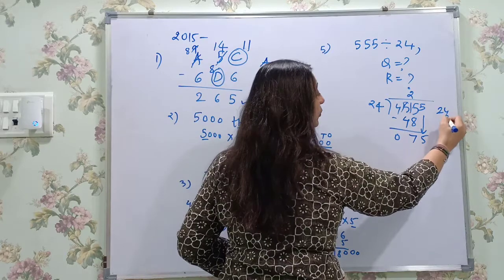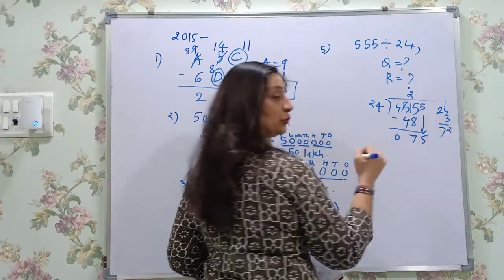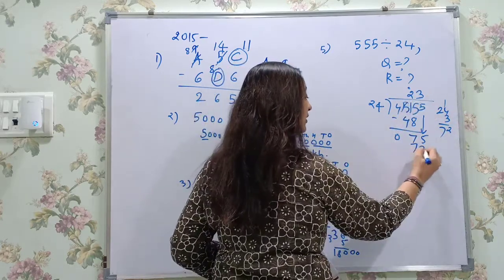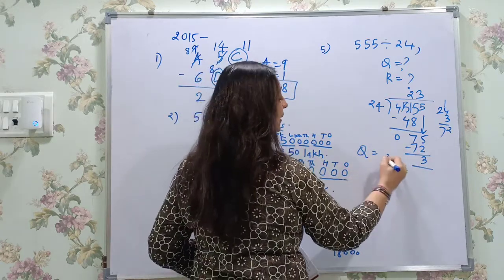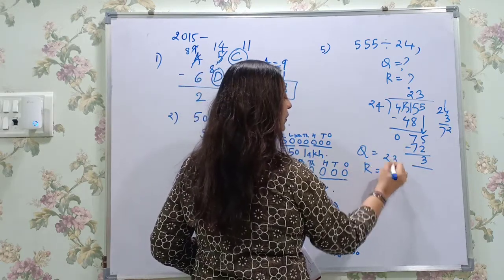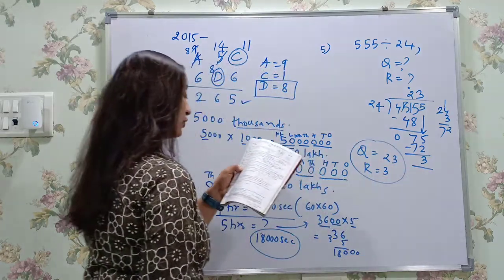Let's check with 24 threes are 72. Yes, 24 threes are 72, and 3 is my remainder. So what is the quotient? Quotient is 23, remainder is 3. So option 1 is the right option.